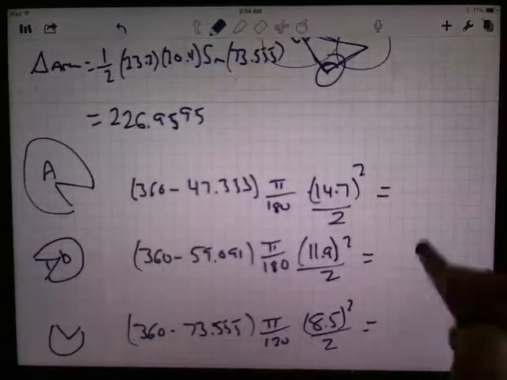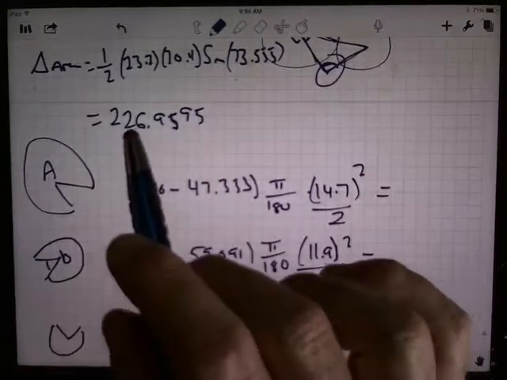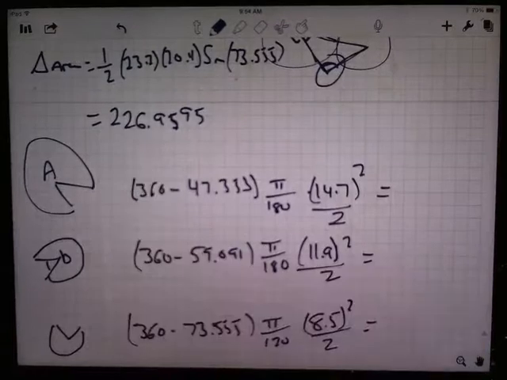So again, I haven't finished this problem, but do this calculation, this calculation, this calculation, and add up all of these four: 1, 2, 3, 4. And that should be the total area inside the whole thing. Not a simple problem, but all the pieces are there from what we've learned. So there you go.